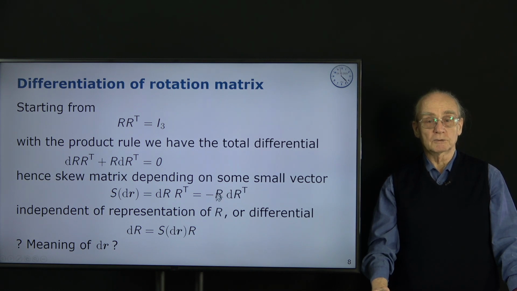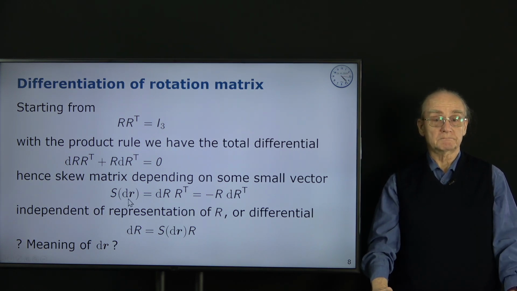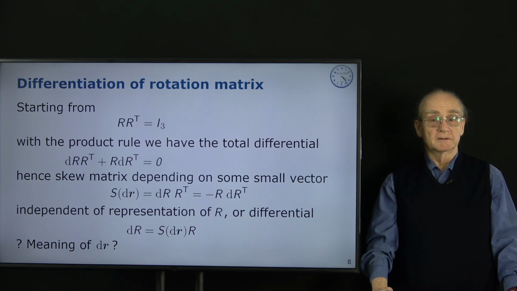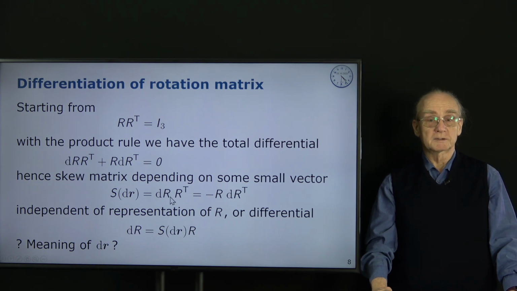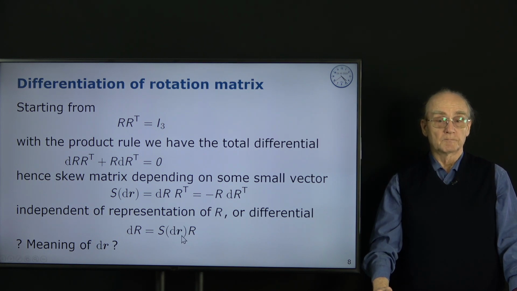dR multiplied with R transposed is minus R dR transposed. So if we take the transposed of this matrix, we get dR multiplied with R transposed, which is this one, except for the minus sign here now. That means this product is a skew-symmetric matrix to some small or differential vector dr. So this is a very important result: if we take the differential of a rotation matrix and multiply it with its transposed, we obtain a skew-symmetric matrix, or other way around. If we solve for dR here, the differential of a rotation matrix is a skew-symmetric matrix to some vector dr multiplied with R.